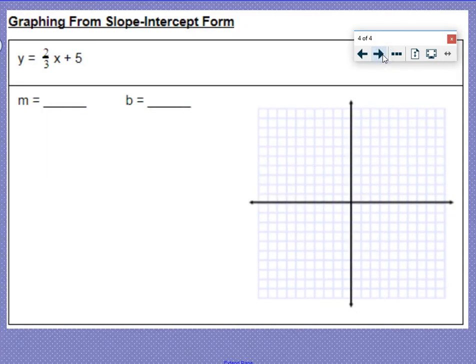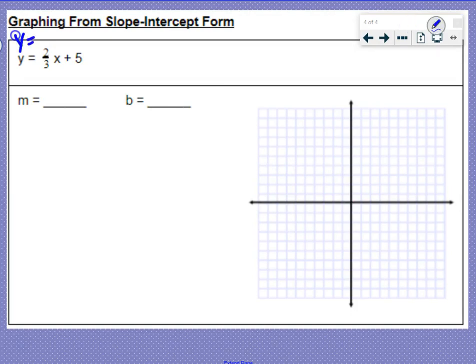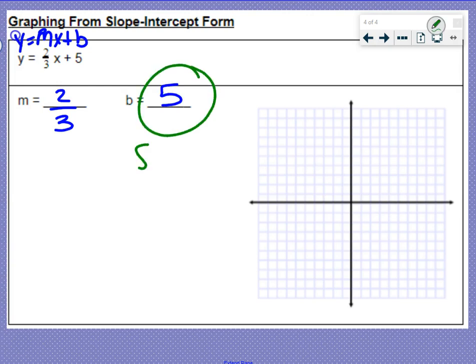Last piece is just graphing from slope-intercept form, not even needing to make a table. So to graph from slope-intercept form, we want to use y equals mx plus b. First, identify your m. M is 2/3. B is 5. Now, when we start our graph, we always want to start with our y-intercept. We want to start by plotting that on our y-axis, because that's where we cross our y-axis. We cross at 5, so we count up to 5 and put a point right there.